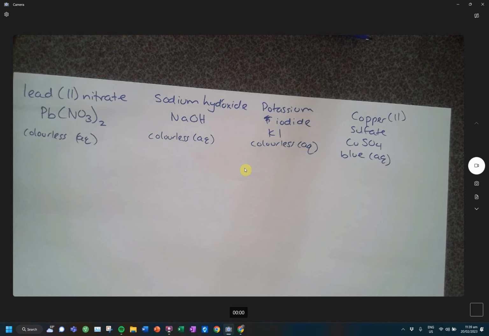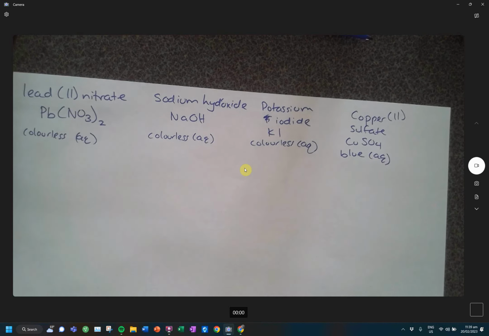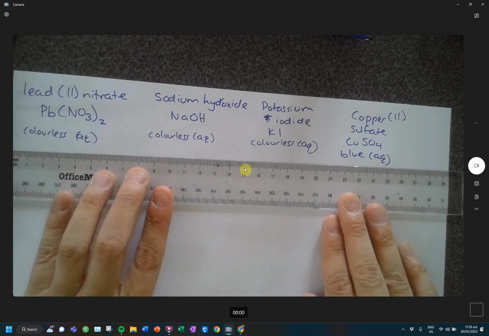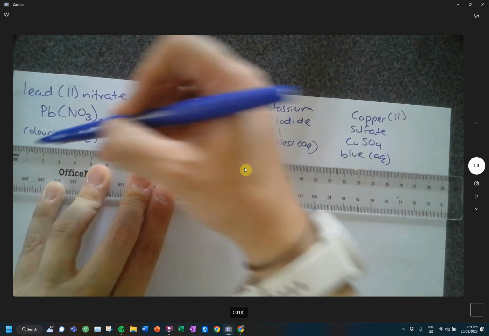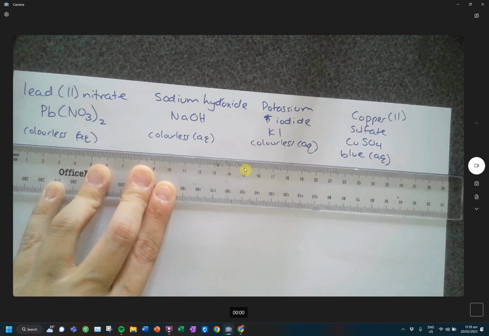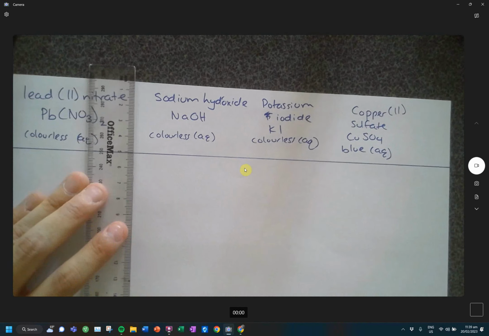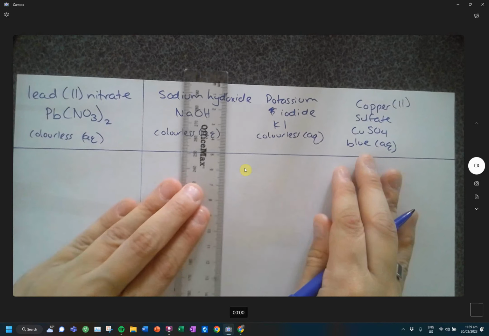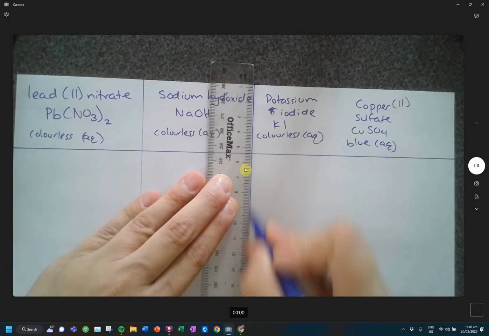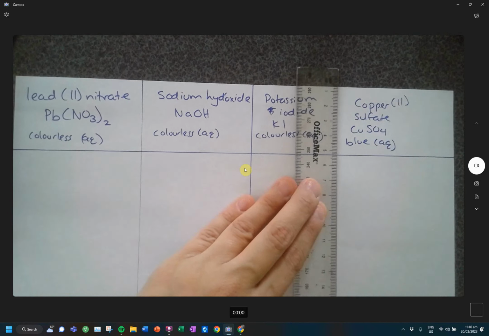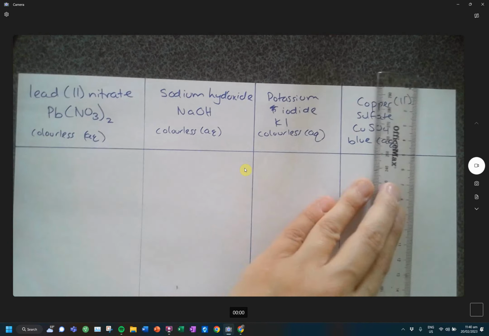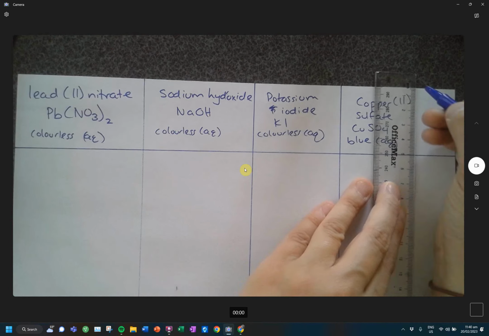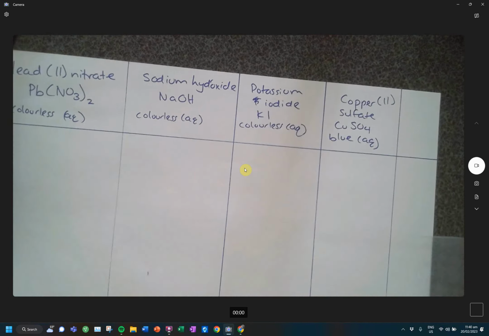All right. So each one of these solutions I want to mix with something else so we can test what precipitates are forming and then which precipitates have formed. So I'm just going to start by making it a nice little table. Like so. And because I didn't plan for enough space, I'm just gonna write the formulas over here when we're mixing them.